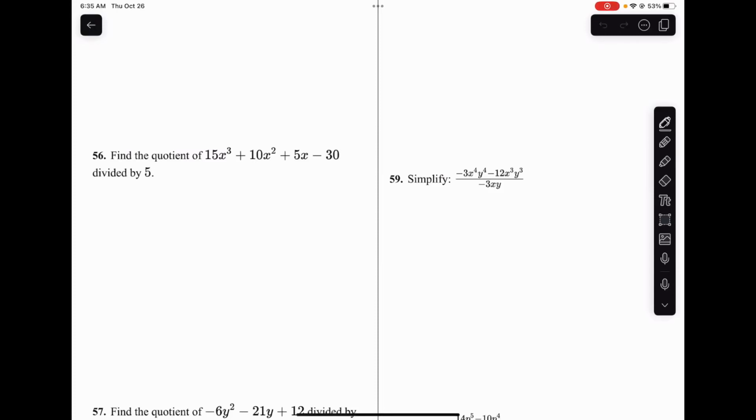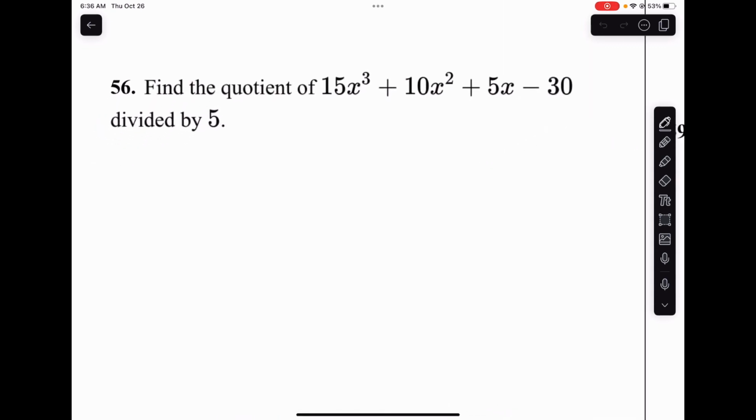Math 3 students. Today we are going to go over polynomial division. There's kind of a couple of different methods that you use depending on what you're given.